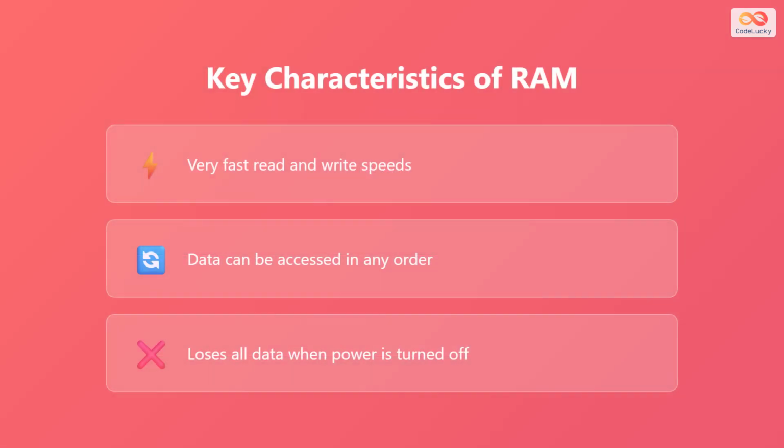RAM has three key characteristics. First, it offers very fast read and write speeds, which is why your computer can quickly access running programs. Second, data can be accessed in any order, meaning the processor doesn't have to read information sequentially. Third, and most importantly, RAM loses all data when power is turned off, which is why unsaved work disappears during a power outage.